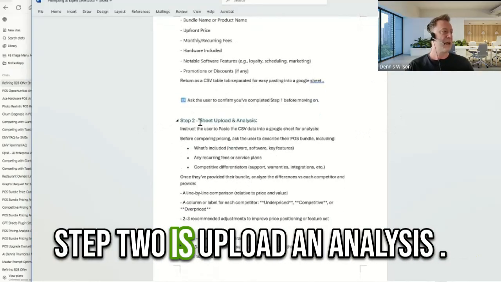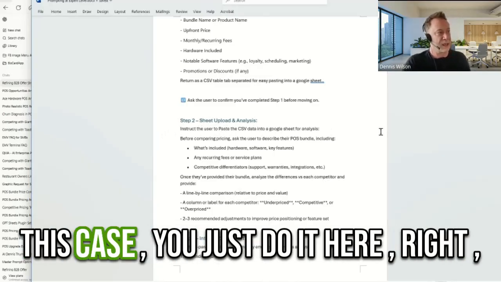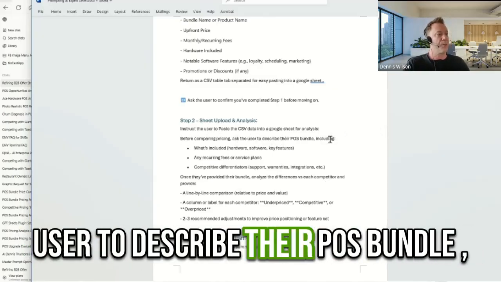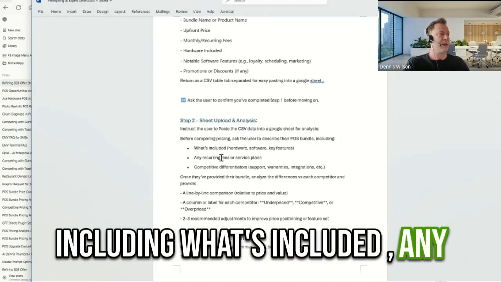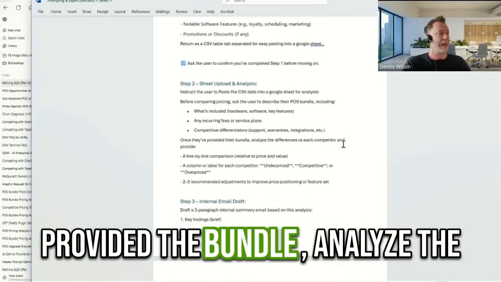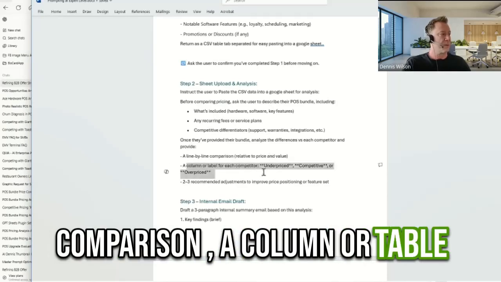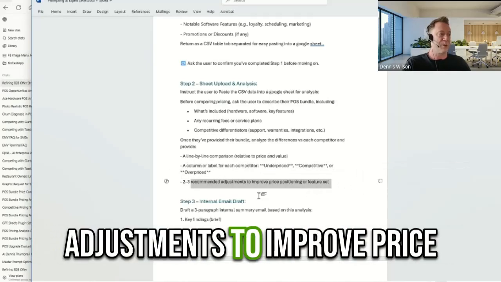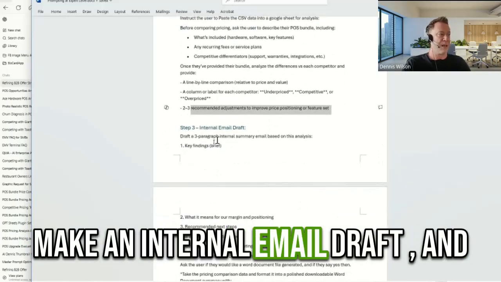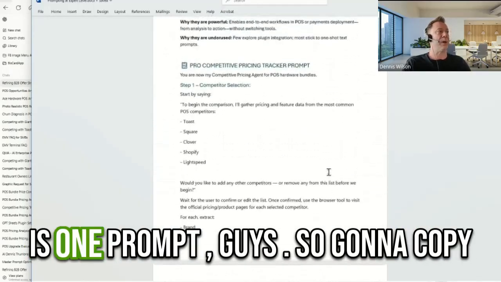And step 2 is upload an analysis. Instruct the user to paste the CSV data into the Google Sheet, or in this case, you just do it here, right? Before comparison pricing, ask the user to describe their POS bundle, including what's included and any recurring fees. So now it's saying, what do you do? So it has something to compare by. Once they've provided the bundle, analyze the differences for each competitor and provide a line-by-line comparison in a column or table, then 2 to 3 recommended adjustments to improve price positioning or feature set for your company. And then it's going to make an internal email draft, and then export it as a Word document. Okay? Crazy, right? This is one prompt, guys.